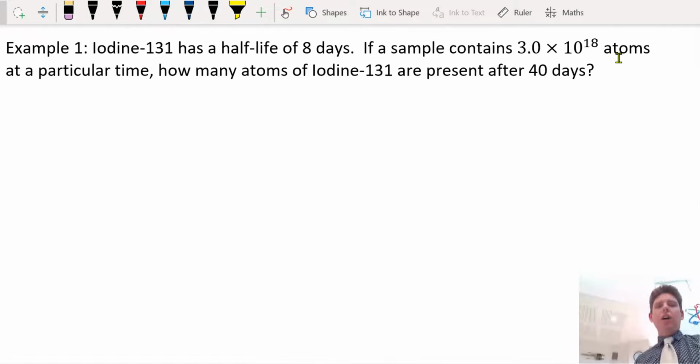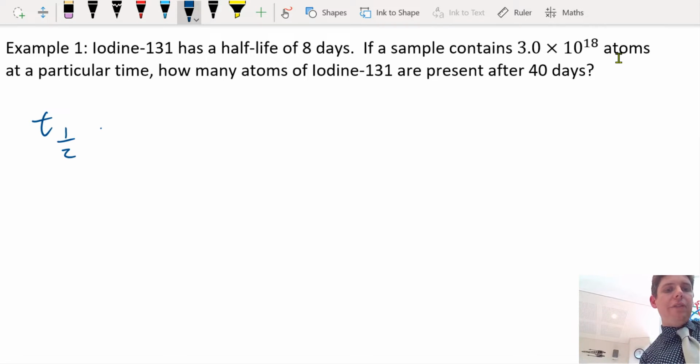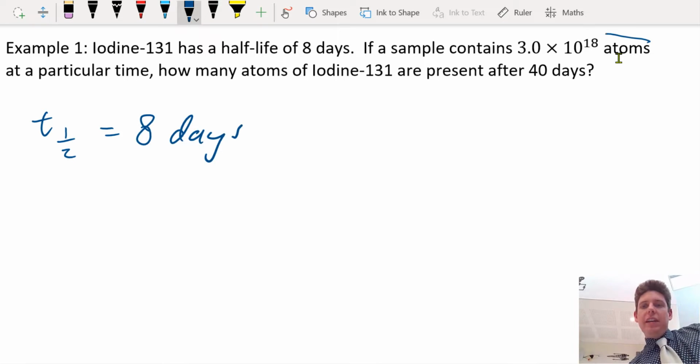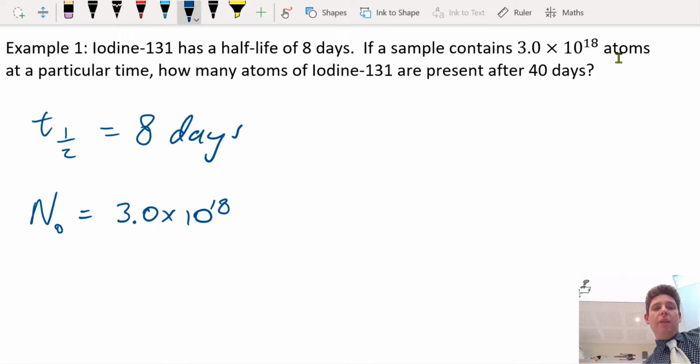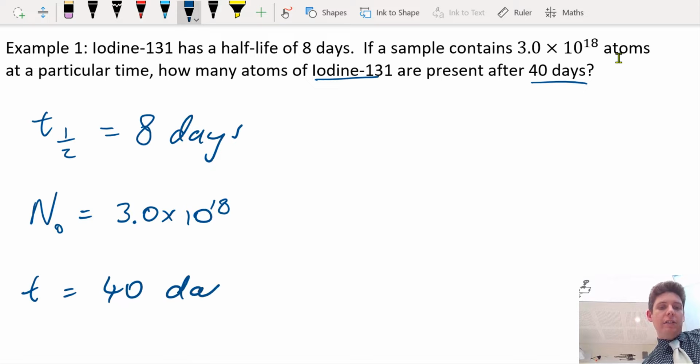All right, let's do a question. Have a go. So we've got iodine-131. It has a half-life of 8 days. Write it down. Half-life, T subscript half, 8 days. What is this number? N0, correct. At a particular time, how many atoms of iodine are present after 40 days? So the time that's gone is 40 days.